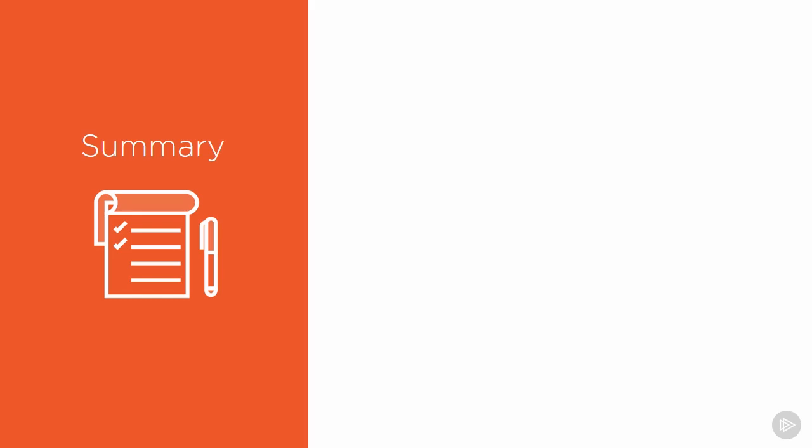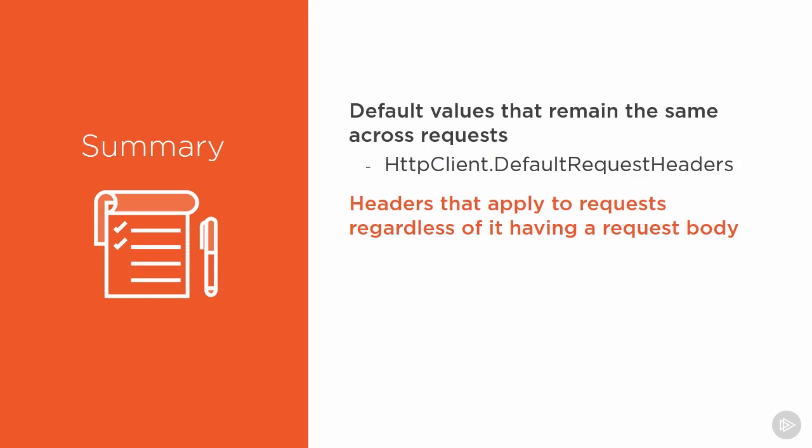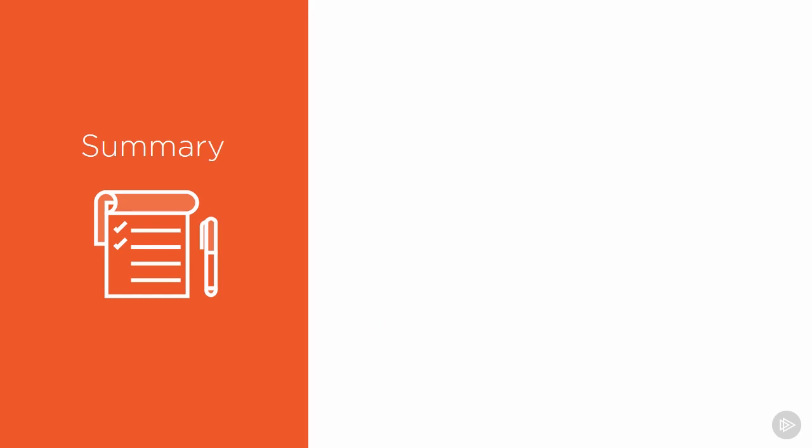We learned that we could set these headers in various places, but it's important to set them in the right place. Default values that remain the same across requests can be set via HttpClient.DefaultRequestHeaders. Headers that apply to the request regardless of it having a request body, in other words, that don't apply to the request body, can be set via HttpRequestMessage.Headers. And lastly, headers related to the request body, the content of the request, can be set via HttpRequestMessage.Content.Headers.